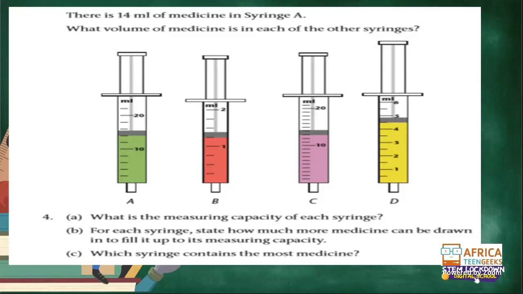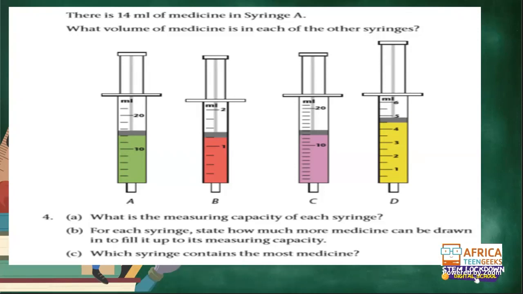We're doing question B. The question is, for each syringe, state how much more medicine can be drawn in to fill it up to its measuring capacity. And we've already answered A, and we said we need to draw 6 milliliters more, right? And we are looking at B.